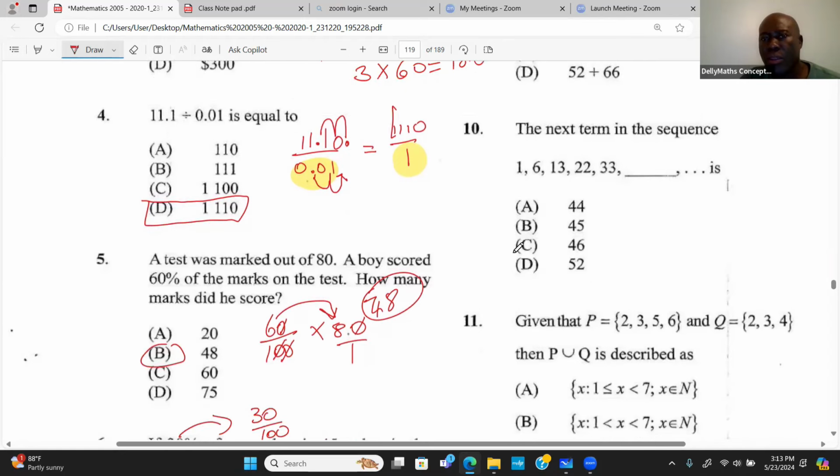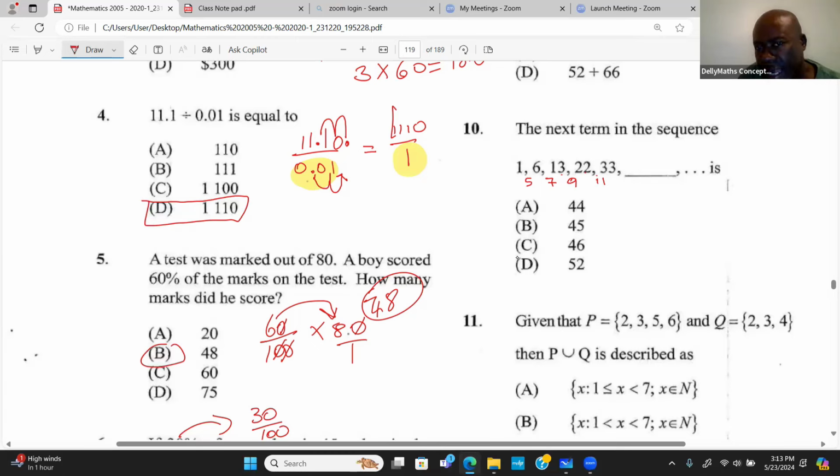Number 10, the next term in the sequence. Let us use a quick subtraction. If I take 1 from 6, I'm seeing a 5 here. If I take 6 from the 13, there is a 7. 13 from the 22, I'm seeing 9. 22 from 33, I see 11. As you could see, I'm adding to the previous difference, starting from 5. So we're going to be 5, then 7, then 9.